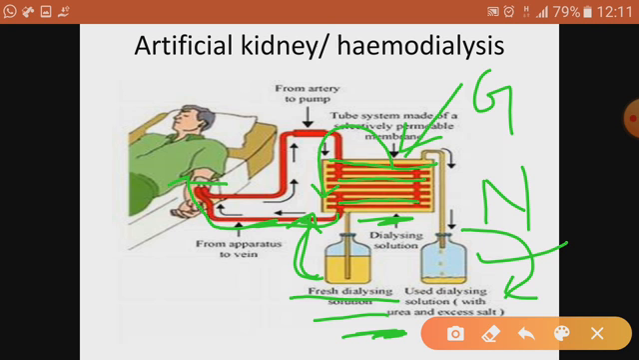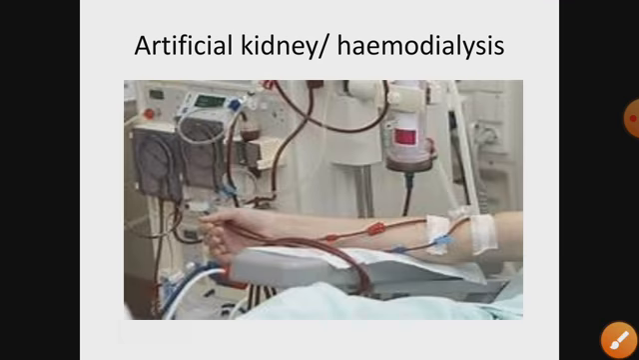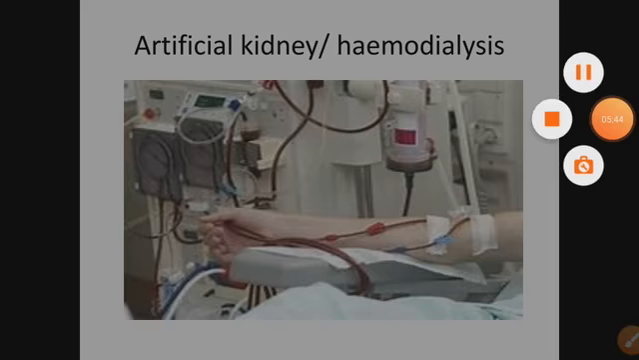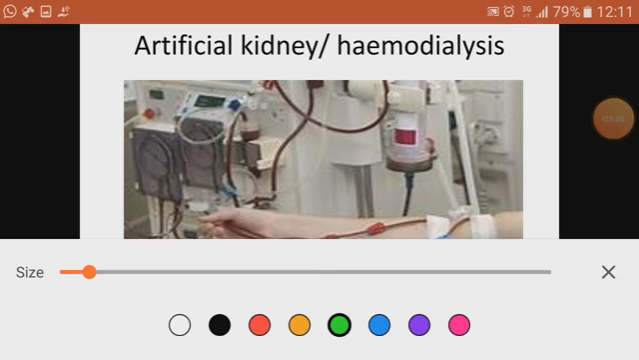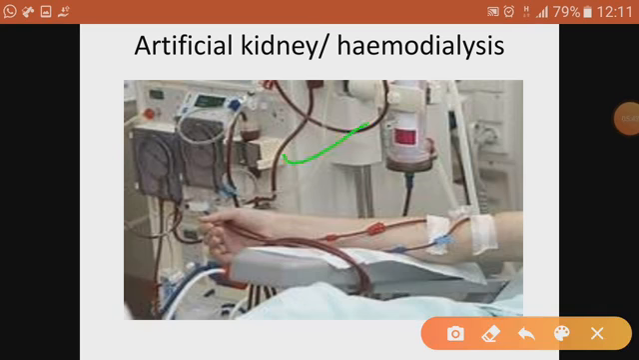The impure blood was taken from the artery and the pure blood is inserted or given back to the vein. So this is how the artificial kidney works. So you can see the real dialysing machine here. You can see in this picture, this is the dialysing machine.